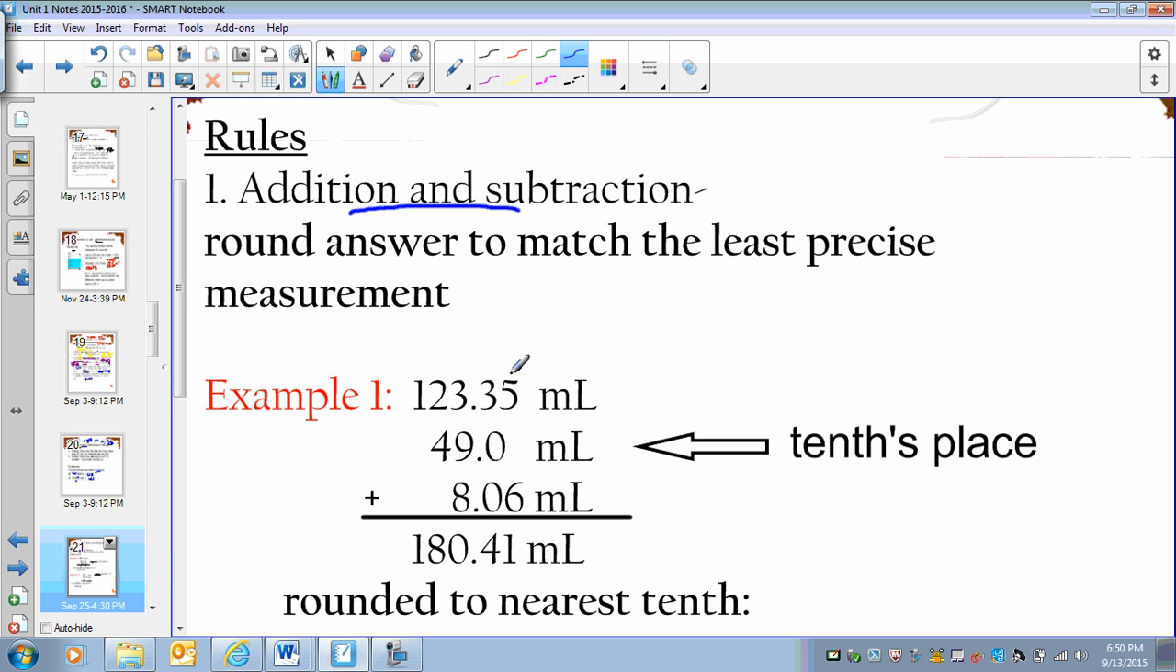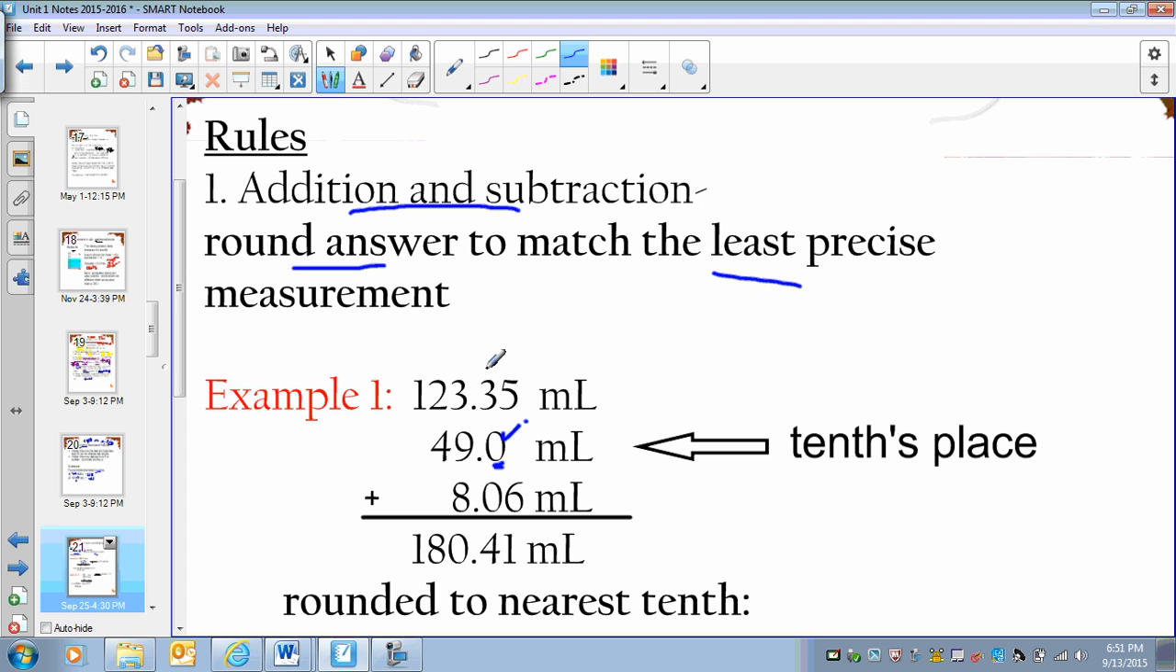What is the rule here? The rule is that for addition or subtraction, you are going to round your answer to match the least precise measurement. So you have to go by the least number of significant digits after the decimal point. That means the least precise measurement, because the more numbers after the decimal, the more precise the data is. So here I have only one significant digit. This 0 is significant because it is the trailing 0 after the decimal point.